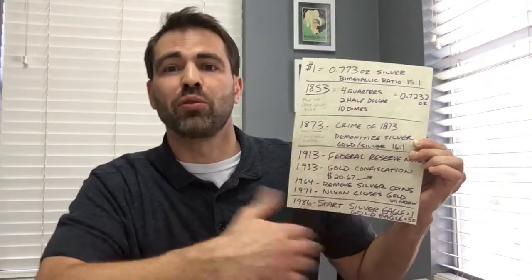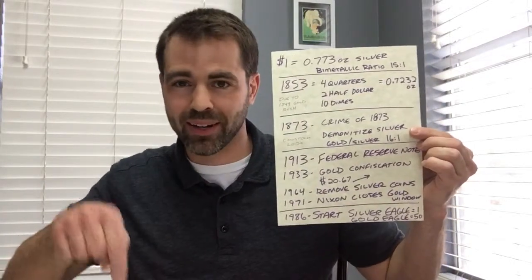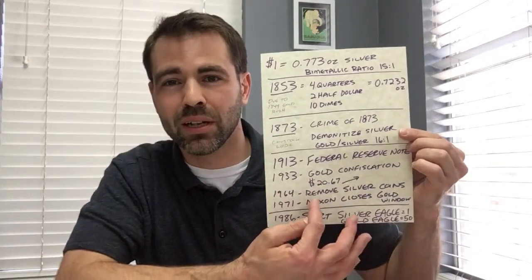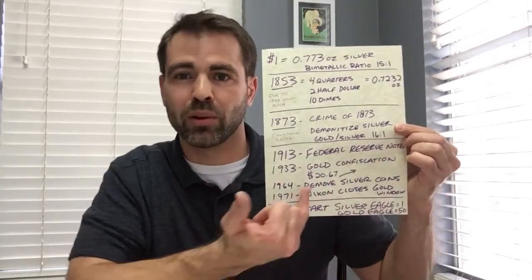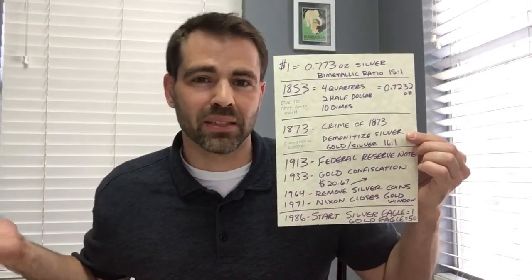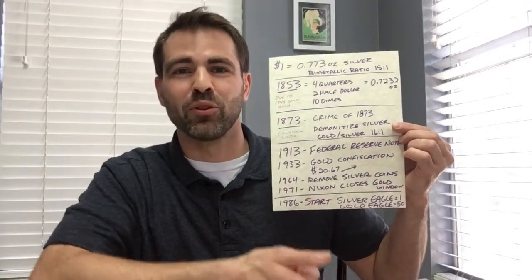So again, kind of devalued the change. The Crime of 1873, with the Comstock Lode, there was an overabundance of silver now, so the silver value was reduced. They demonetized it. They did set the gold to silver ratio at 16 to 1. Moved to 1913, the Federal Reserve note. Now, we can talk a little bit about that, and it does help lead to why this coin is in front of me. 1933, gold confiscation, which basically they said, give us your gold, we'll give you $20.67 worth of money for that, and then after they got it, they moved the price of gold up.